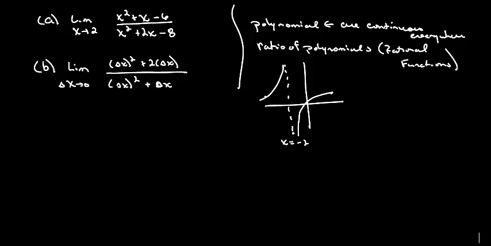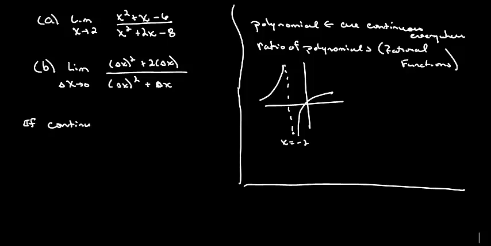So rational functions are continuous everywhere that's not a vertical asymptote, and polynomials are just continuous everywhere. Once we have that in place, which can be proven, though we're not going to prove it, finding these limits is very easy. Watch. For a, I've got a rational function. So what if a function is continuous? If it's continuous, then the following holds.